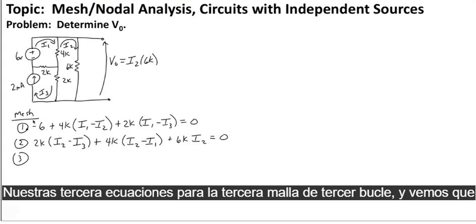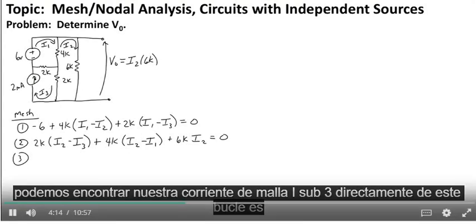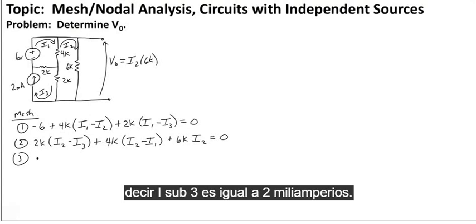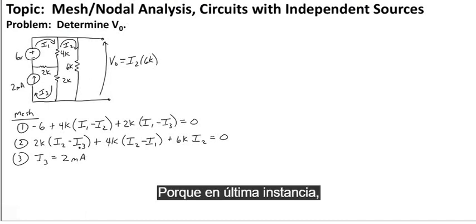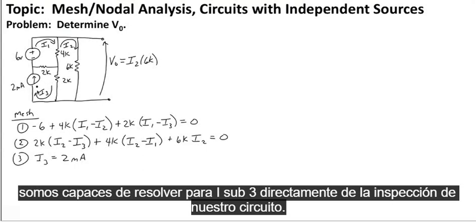Our third equation is for our third mesh or third loop. And we see that we can find our mesh current I sub 3 directly from this loop. Namely, I sub 3 is equal to 2 milliamps. Because ultimately what we're getting from mesh analysis is we're getting the mesh currents, and we're able to solve for I sub 3 directly from inspection of our circuit.